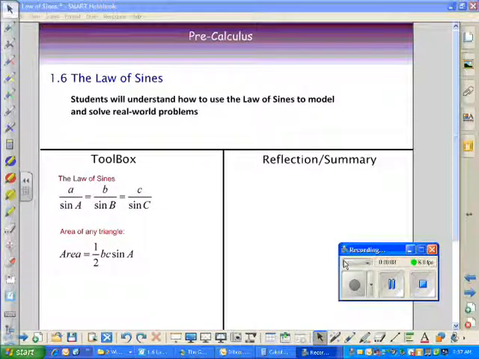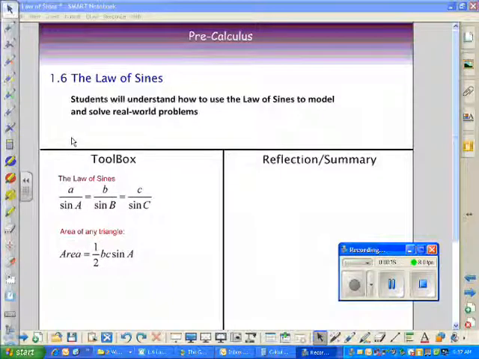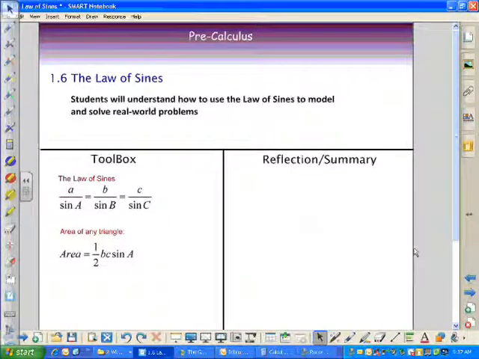This lesson is 1.6, the law of sines, and our learning goal for this lesson is that students will understand how to use the law of sines to model and solve real-world problems. So before we can do that, we want to make sure that we understand what the law of sines is and how we can use it before we can talk about how to use it in an application.